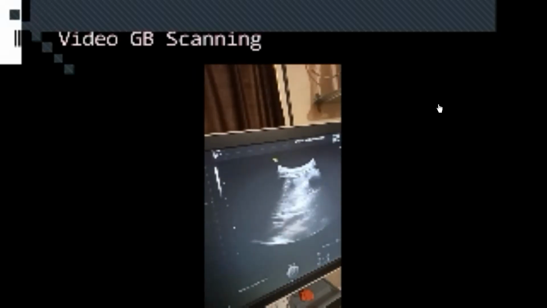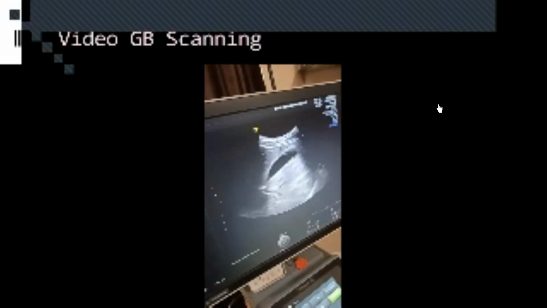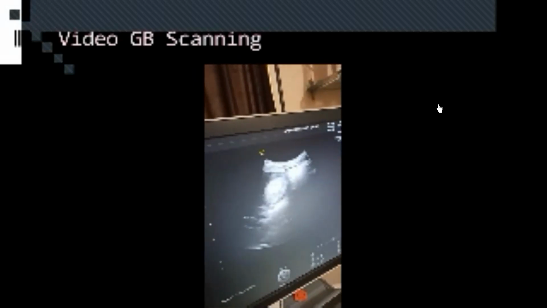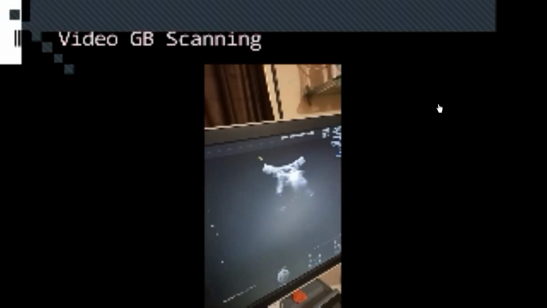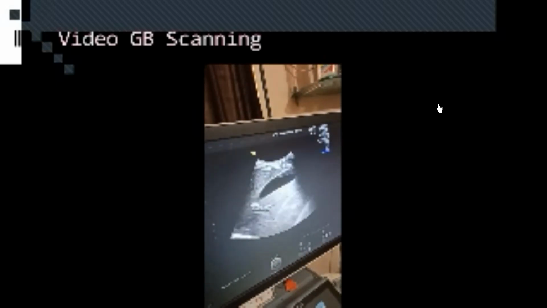We have to scan beyond the gallbladder. We have to scan the whole of the gallbladder thoroughly. Like this.